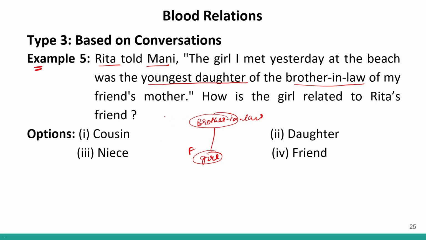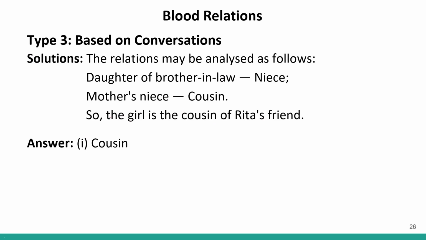So there is a friend, correct? The friend has a mother, and the relationship between mother and brother-in-law is over here. We have to find out how the girl is related to Rita's friend. So, if I see, the girl would definitely be the cousin of Rita's friend. So the answer will be option number 1, cousin. This would be the answer, option number 1, cousin. Okay? So this concludes today's lecture. Thank you.